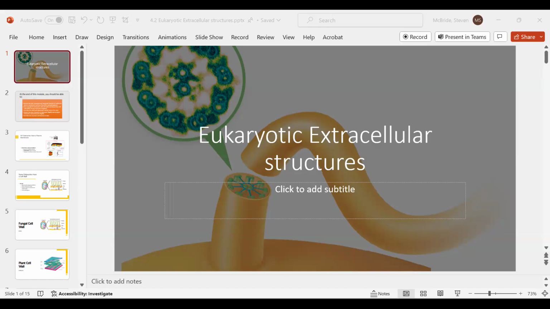Now, your smooth ER is not associated with ribosomes. It's interlaced. It has a more tubular appearance. This is primarily used for lipid production, and it helps in detoxifying cellular toxins.